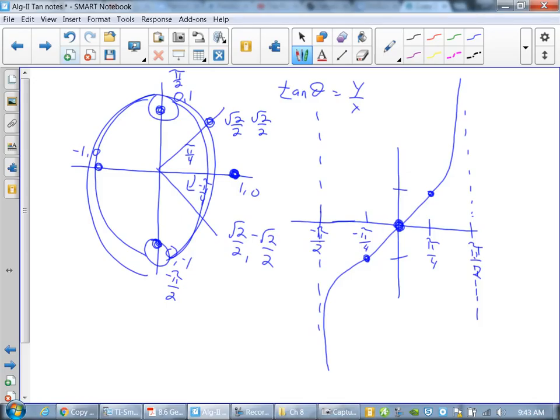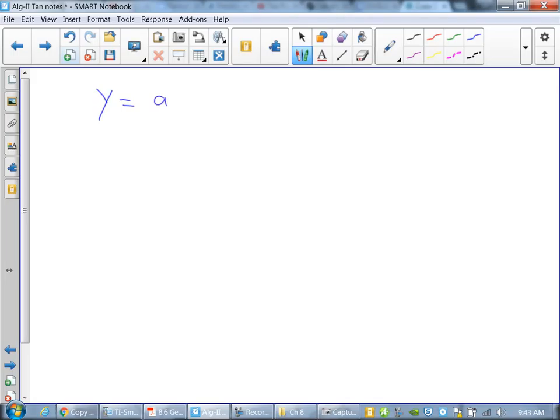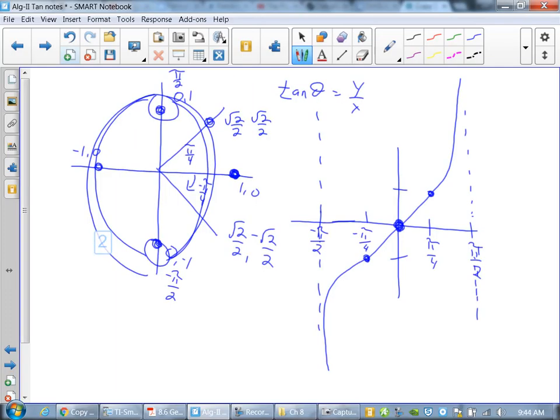With tangent graphs, you still have the same generic looking formula as far as their parent is: y equals a tangent b of x. This A value is not technically called the amplitude. So in a tangent graph, I call it amp with air quotes, because that's where it changes direction. If it was 2 tangent, instead of changing at 1, it changes at 2. It'd just be stretched. That's all.